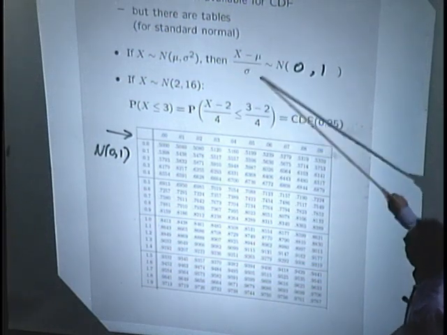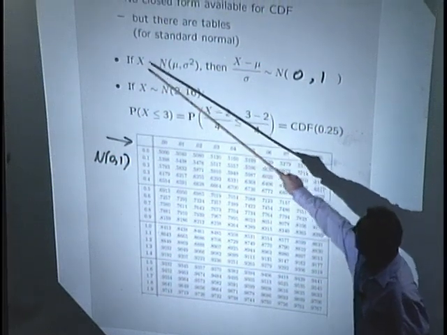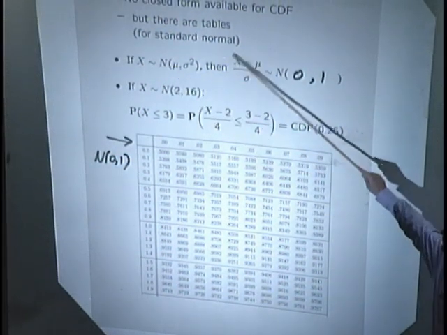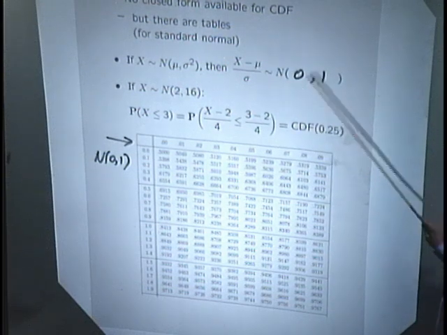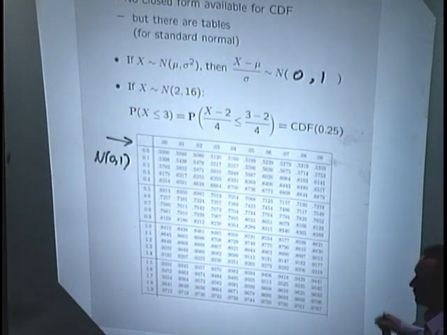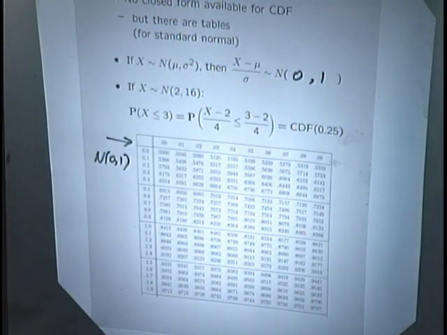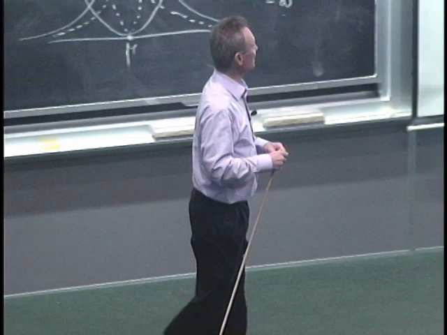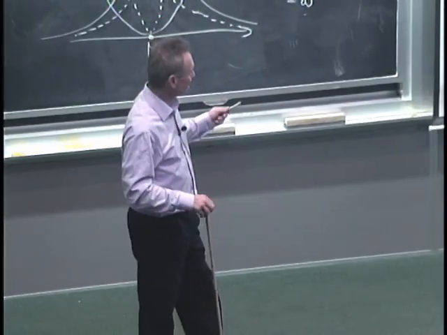Because this expression is a linear function of the x that I started with. It's a linear function of a normal random variable, therefore it is normal. And it is a standard normal. So by taking a general normal random variable and doing this standardization, you end up with a standard normal, to which you can then apply the table.